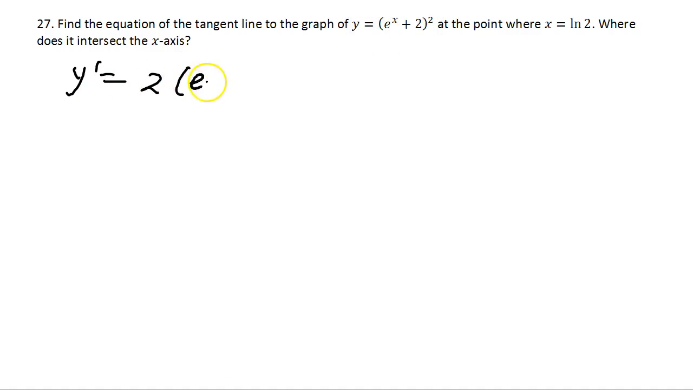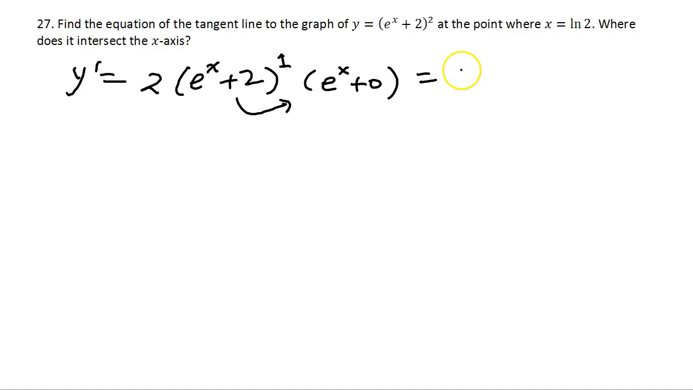So 2 comes down, 2 minus 1 is 1. The inside function has to be pulled out, and you have to differentiate this. Derivative of e to the x is e to the x. Derivative of 2 is 0. Therefore, you get 2 times (e to the x plus 2) times e to the x. That's your y prime. Now, what is the actual slope at x equal to ln of 2?